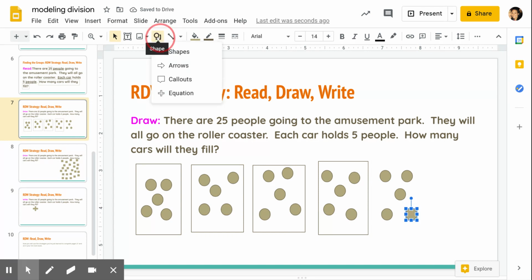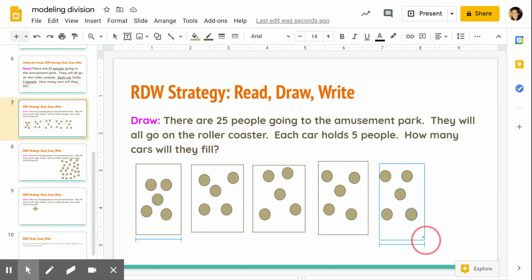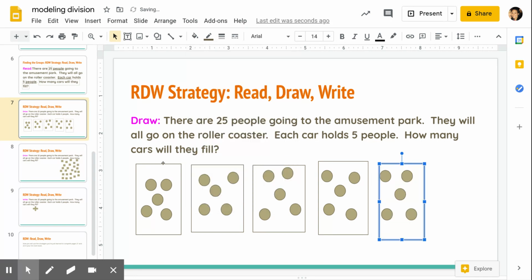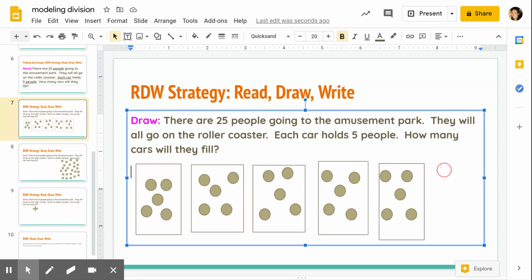I knew how many were in each group. I've made the groups. So now I have to count to see how many groups there are. When I count, I find out that I have 1, 2, 3, 4, 5 groups. So again, this would be as if you were using your egg carton. You would put 5 in section 1, 5 in section 2, 5 in section 3, 5 in section 4, and 5 in section 5. So we know that there are 5 cars.